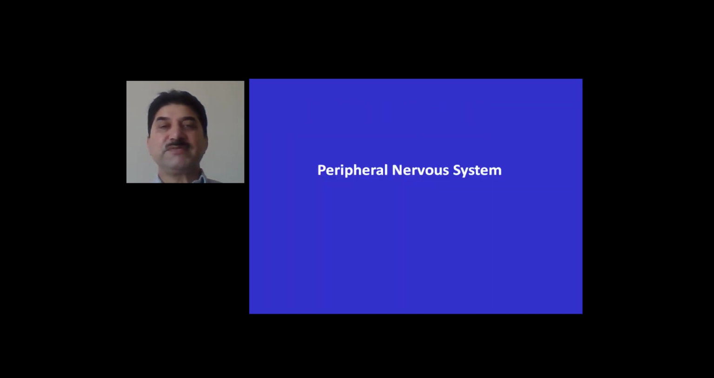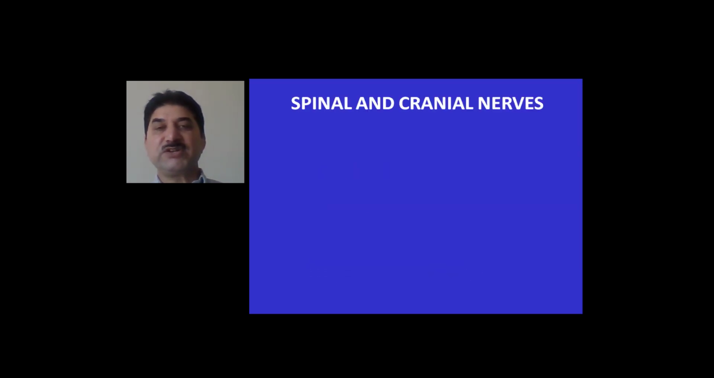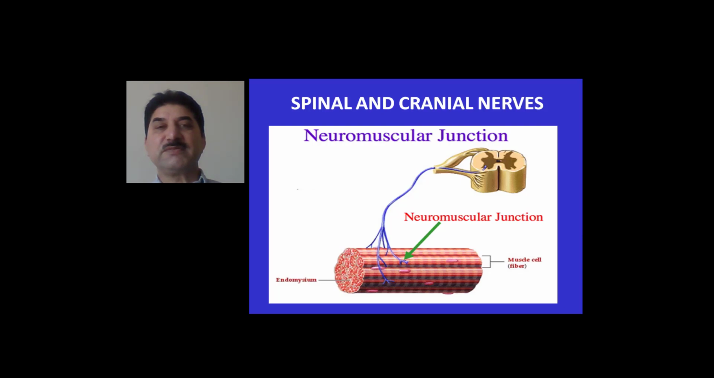Now, what is the peripheral nervous system? As already said, the peripheral nervous system is divided into the autonomic nervous system and the somatic nervous system. The somatic nervous system includes cranial and spinal nerves. There are 12 pairs of cranial and 31 pairs of spinal nerves respectively. The autonomic nervous system is divided into sympathetic and parasympathetic nervous system.